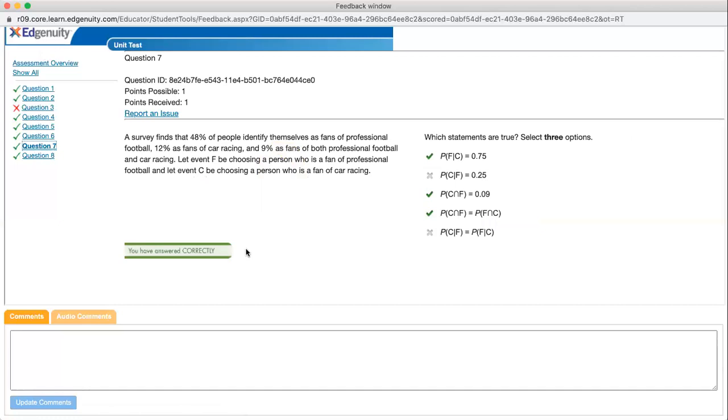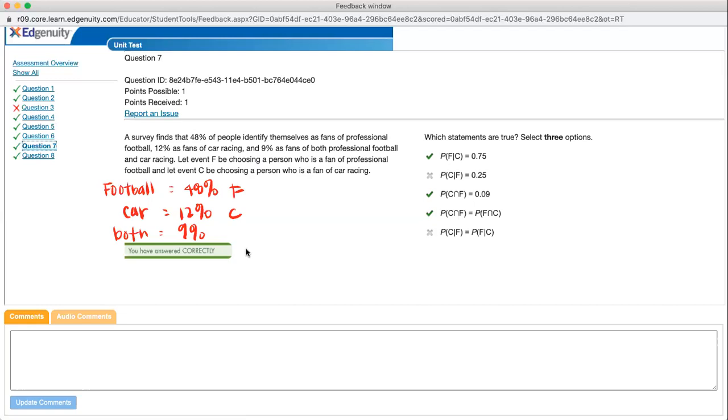Survey finds that 48% of the people identify themselves as fans of professional football. So I need to write this down. So football is 48%. Cars, 12%. 9% is both. Okay, so let F be fan of football. This is C.